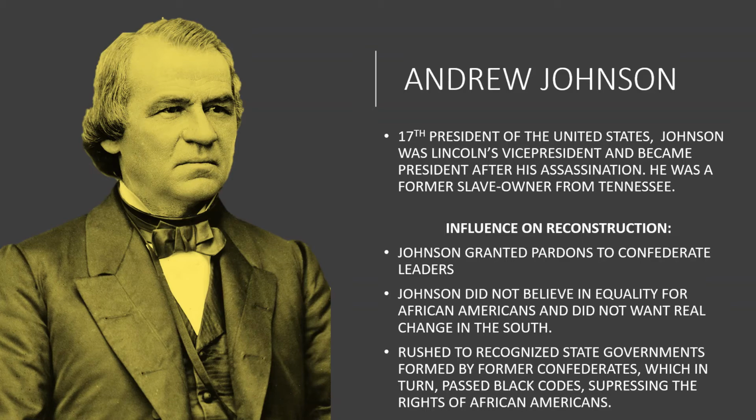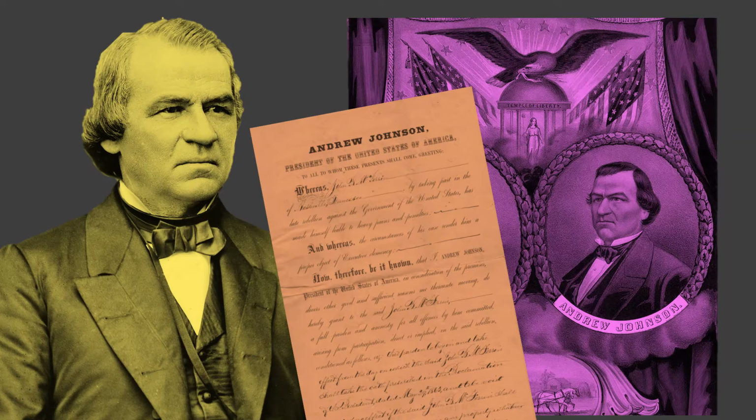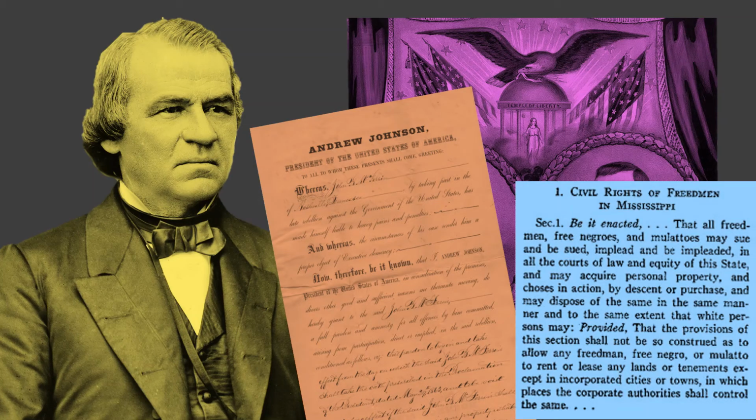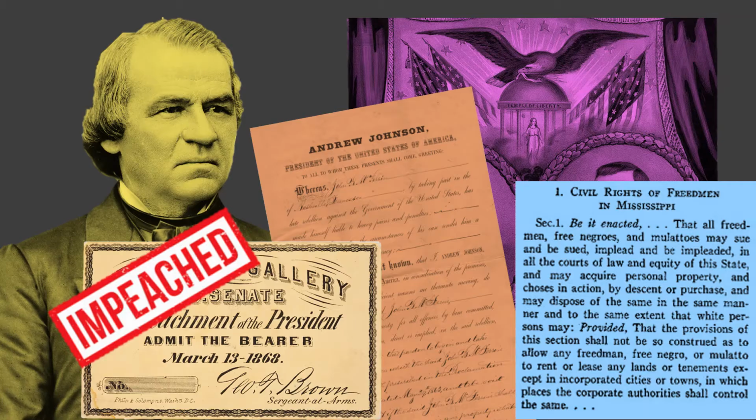Let's review the key contributions and facts for Andrew Johnson. Andrew Johnson had been Lincoln's vice president for only a month when he became president after Lincoln's death. Johnson pardoned many Confederate leaders and recognized the governments they formed in the South. These governments passed black codes, which restricted freemen's rights and kept them tied to the plantations. Congress impeached Andrew Johnson, but did not remove him from office.